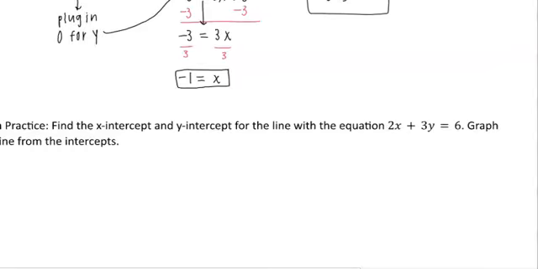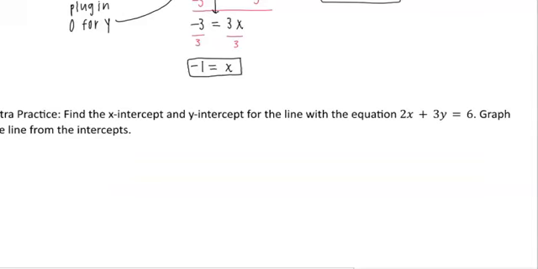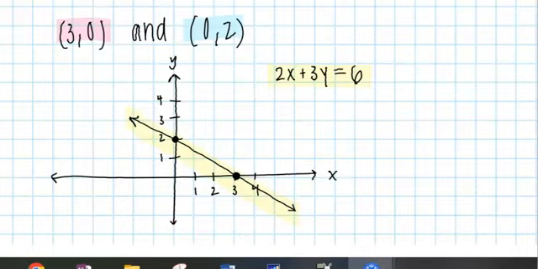Find the x and y intercept of the line with the equation 2x plus 3y equals 6 and graph the line from the intercepts. I want you to try this one by yourself as well. Here are the answers, including the work for the x-intercept and the y-intercept. Now let me show you the graph. Here's what the graph should look like on a coordinate plane by using the two intercepts, 3, 0 and 0, 2, and then connecting them with a straight line.